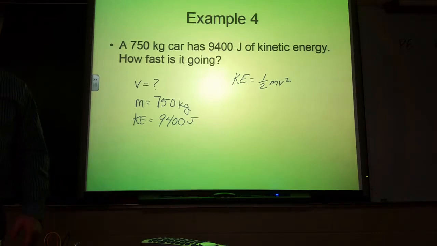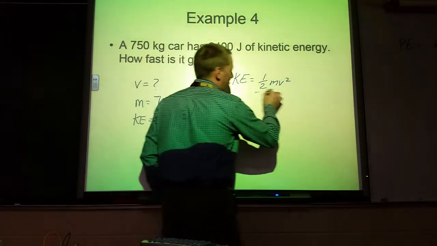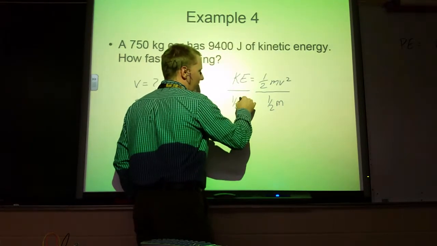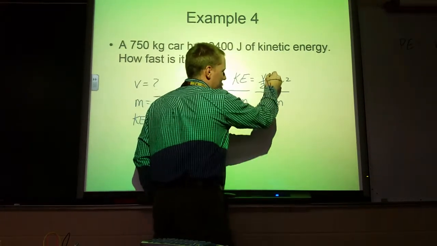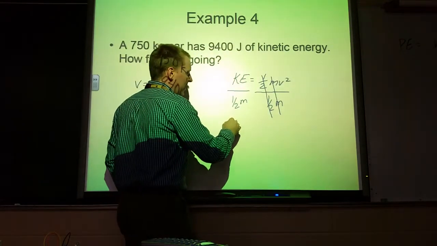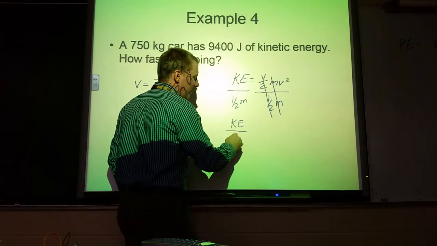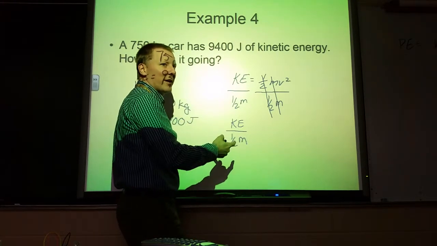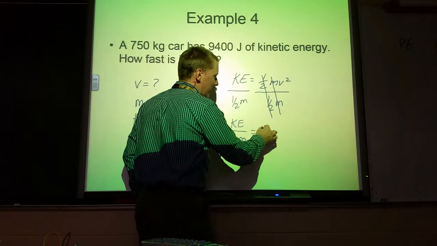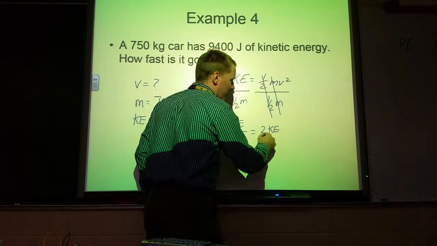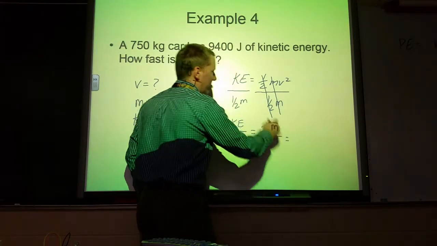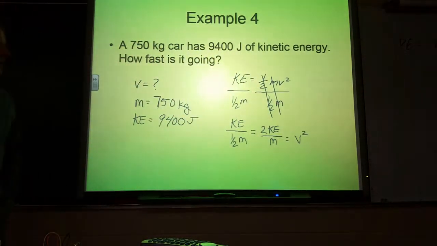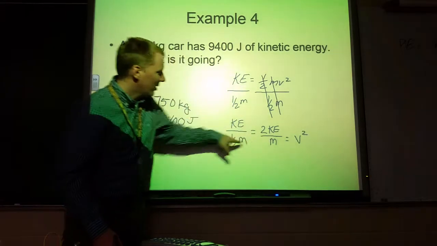Divide both sides by 1/2 m. So if we do that, it cancels out the 1/2, cancels out the m. So we have KE over 1/2 m. Another way to write that is, if you divide by 1/2, it's like multiplying by 2. So that would also be 2 KE over m. And that's equal to what's left, V squared. So now I'm going to work with this second part, but they are equivalent.